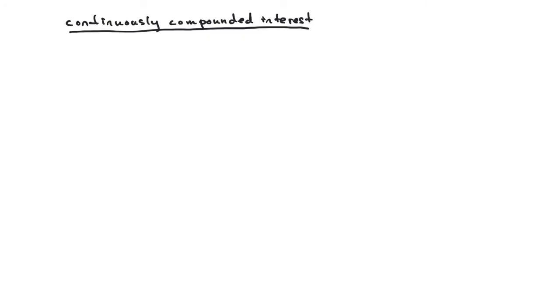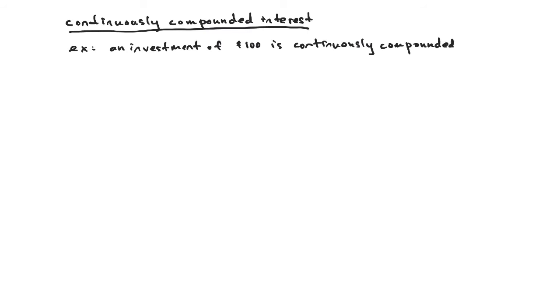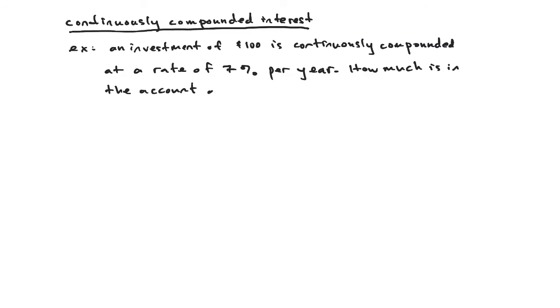So let's say, for example, we have an investment of $100 that is continuously compounded at a rate of 7% per year. All right, how much is in the account after 3 years?